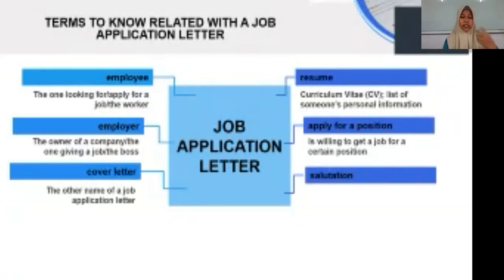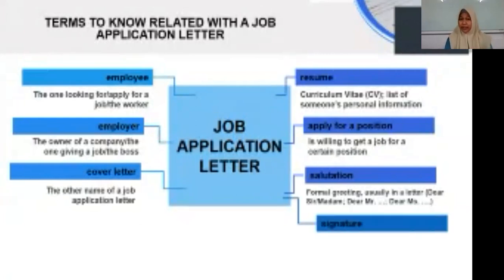Next, we have salutation. So salutation is the formal greeting that we put in our letter. You can say, dear sir, dear madam, dear Mr. blah, blah, blah, or dear Mrs. blah, blah, blah, if you know their name. So we call that part salutation. And then signature, I think you know that. That's the signing made by hand. Okay, so these are the terms to know related with a job application letter. And I hope it can add to your understanding of vocabulary.